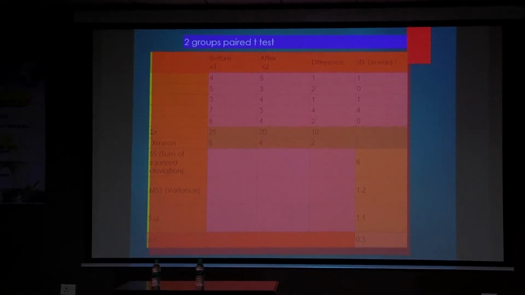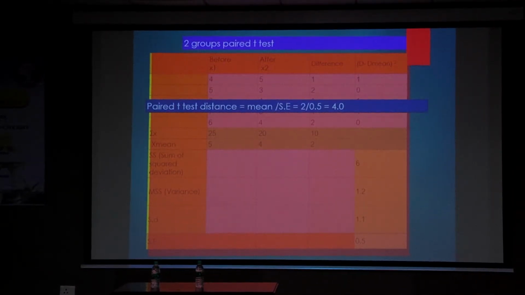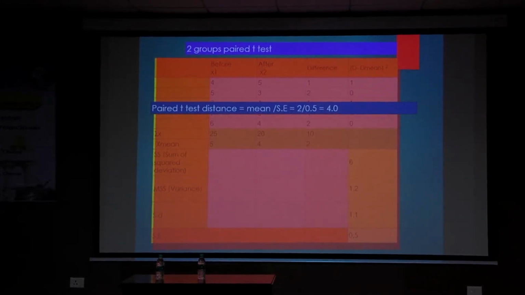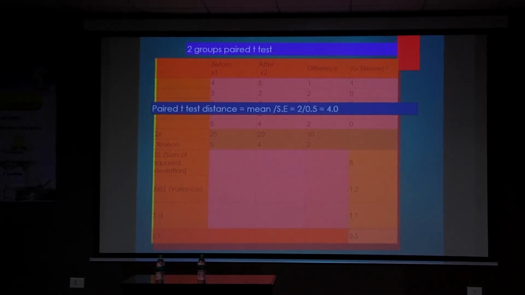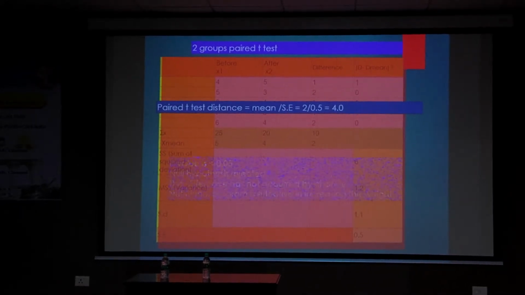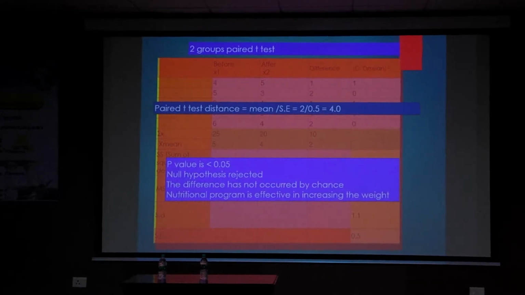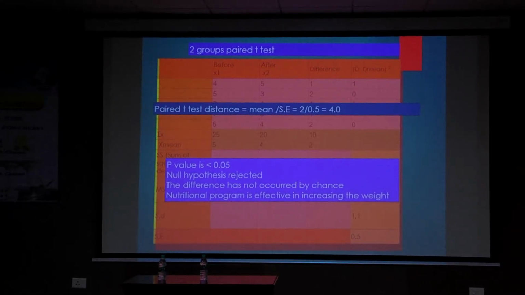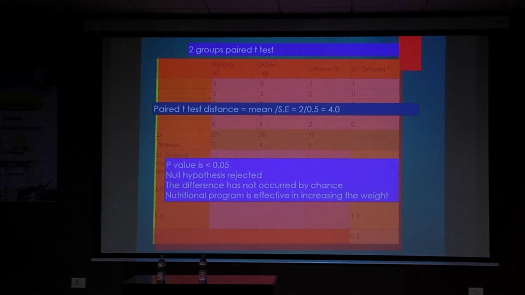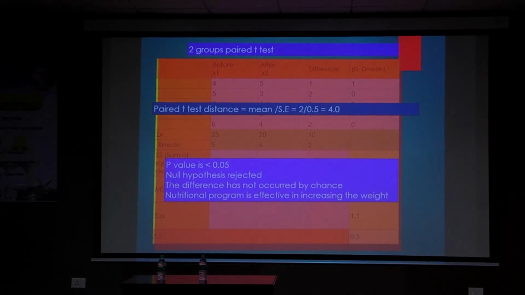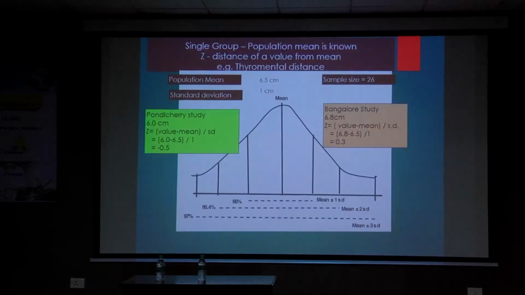Then you have to calculate the t value, which is given by the difference of means divided by the standard error. That is 2 divided by standard error 0.5, which is 4, which is more than 2. So the p value here is less than 0.05, where we will reject the null hypothesis and favor the alternate hypothesis. So the difference has not occurred by chance. It says that the nutritional program is effective in increasing the weight of the students.